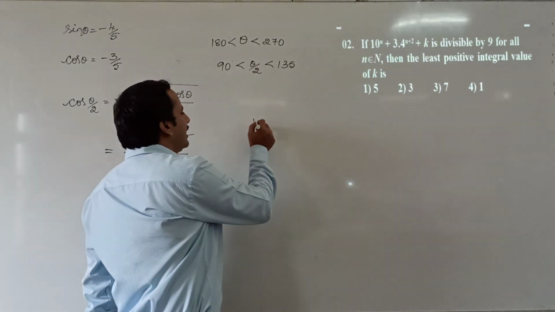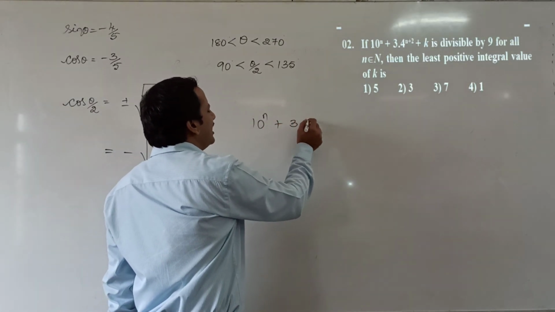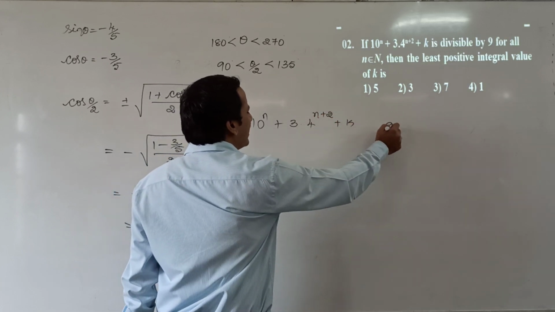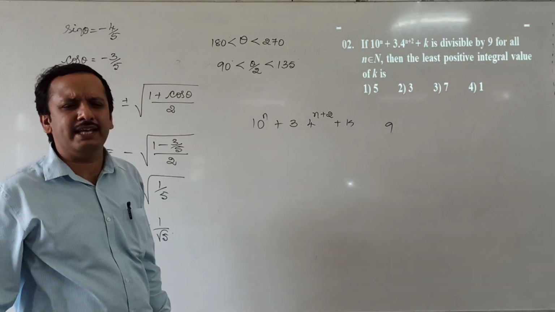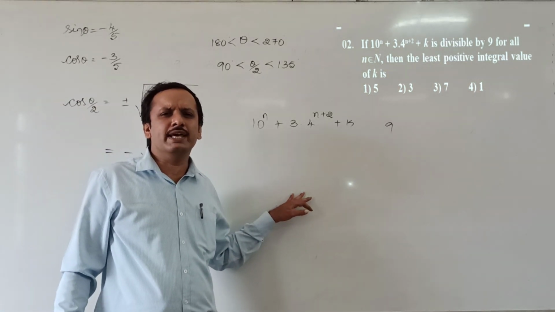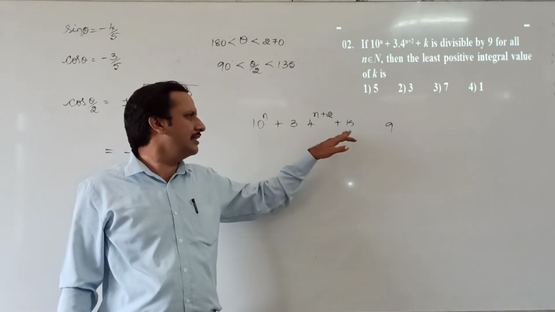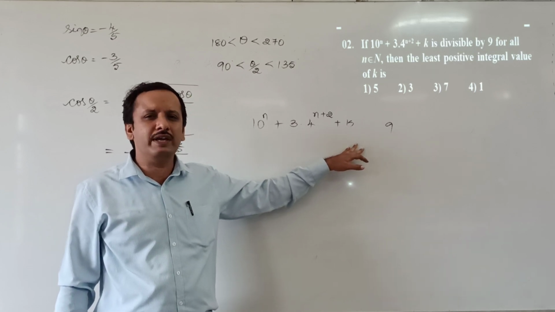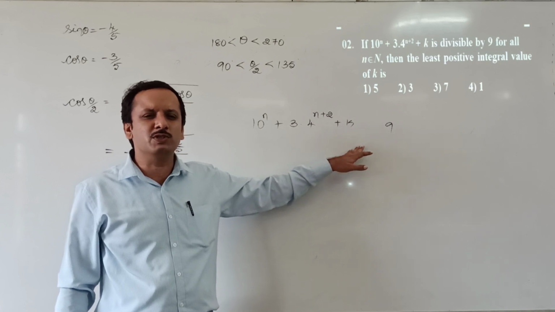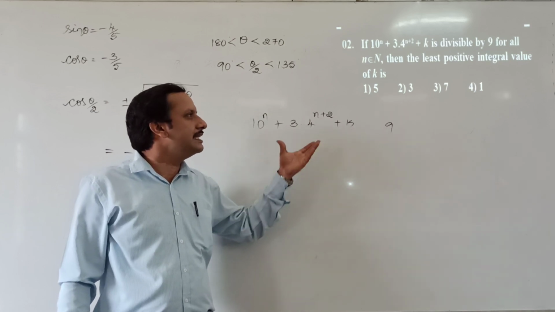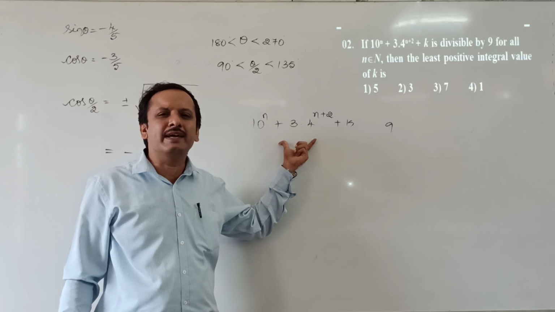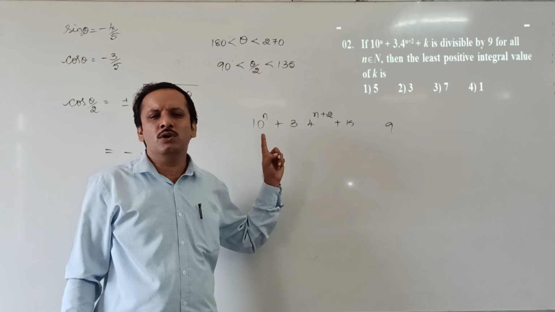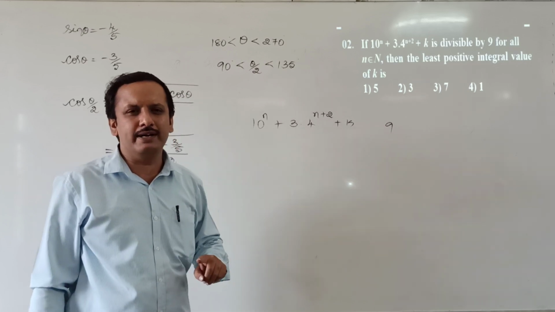Okay. Given that 10 power n plus 3 into 4 power n plus 2 plus k is divisible by 9. This must be divisible by 9 for all n belongs to N. Then what must be the least positive integral value of k? K must be an integer, a positive integer. What is the least value? See, given that this expression is divisible by 9 for all natural numbers, so you substitute any natural number for n.